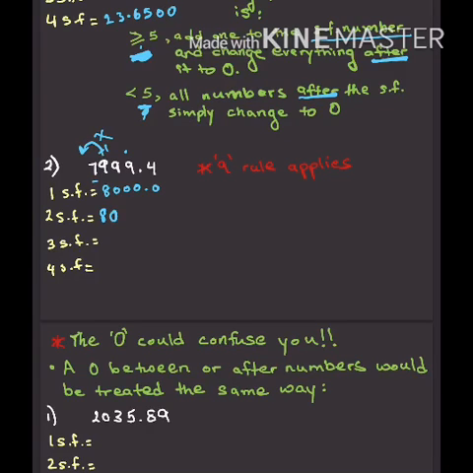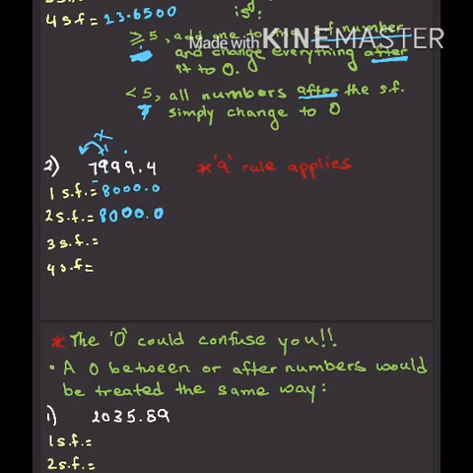I made that clear in my previous video. And then automatically, everything after this 9 changes to 0, as the rule says. Everything after the SF number, this is the SF number, everything after it changes to 0 automatically. So 0, 0.0. That is our answer.